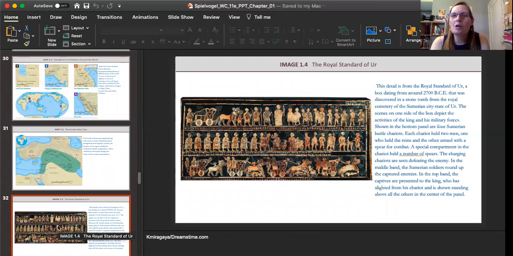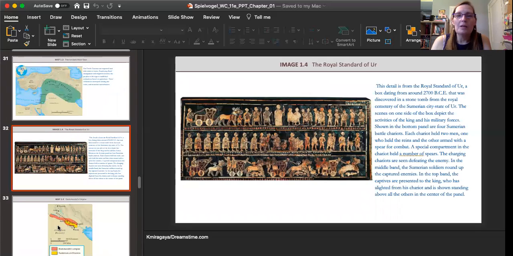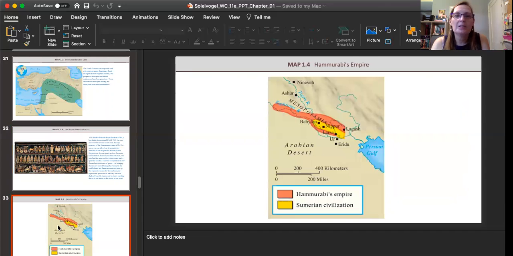And this is another one of the city-states of Sumer. As you can see, they had lovely artwork. Oh, and of course, note the chariots and the horses. As I said, they're starting to go to war. They're going to war with chariots, and the Egyptians will do the same.